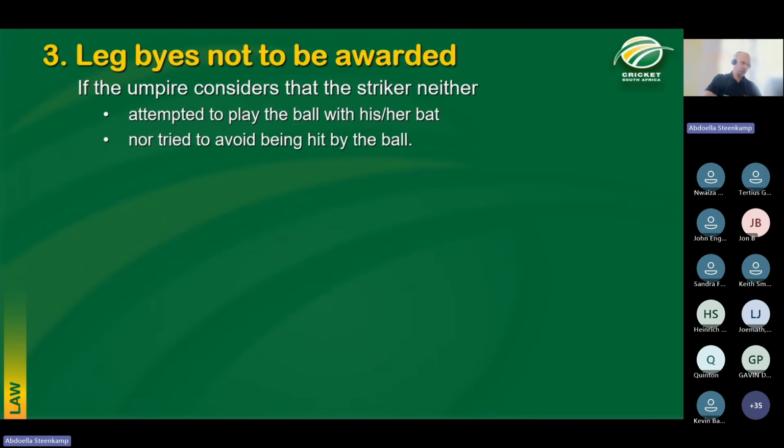So how can leg byes be scored? If the striker attempted to play at the ball, or if the striker tried to avoid being hit by the ball and it hit any part of his or her person, then leg byes can be scored. The flip side: how can leg byes not be scored, not be awarded? If the umpire in his or her opinion feels that the striker did not try to play a shot, did not attempt to play at the ball with his or her bat, nor did the striker try to avoid being hit by the ball. If this happens, leg byes are not to be awarded.